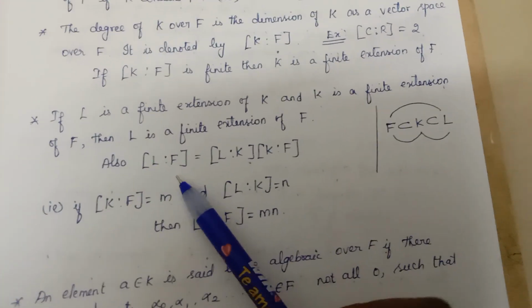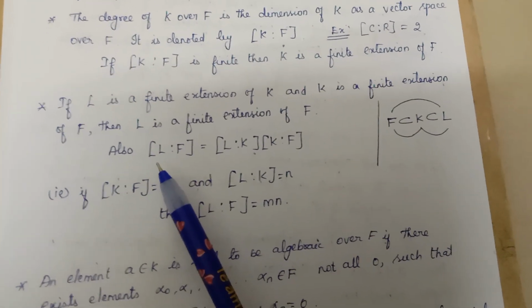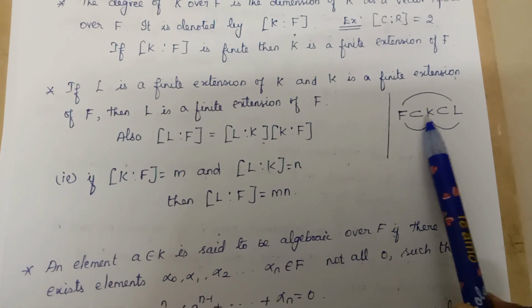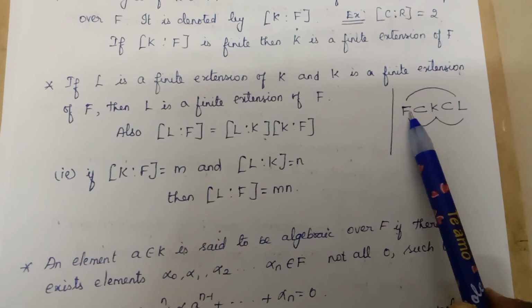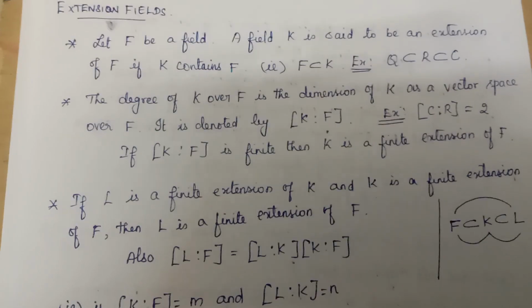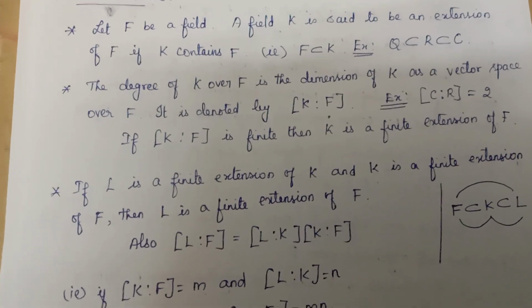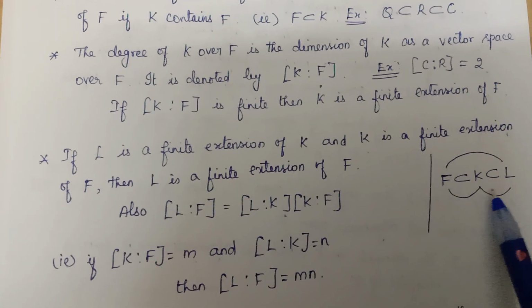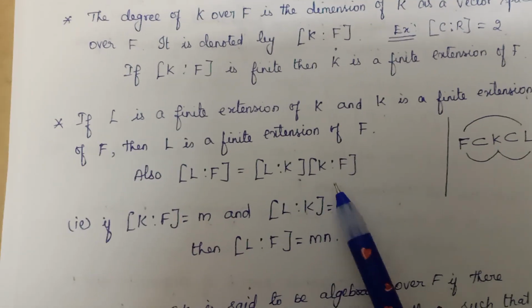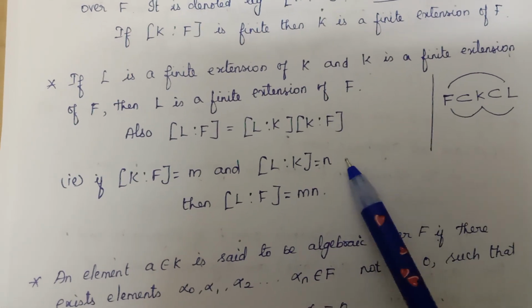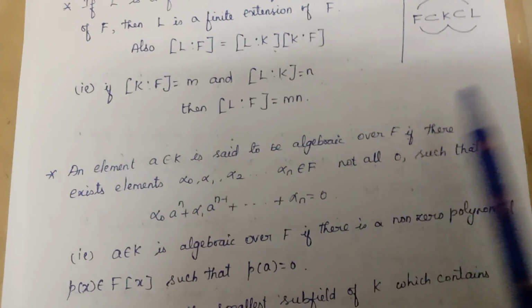Next, if we have 3 fields F, K, L, where K is an extension of F and L is an extension of K, then we can say L is an extension of F also. We have already seen here that R is an extension of Q and C is an extension of R, and we can say C is an extension of Q also. In such a case, how do you define the degree of L over F? The degree of L over F is given by the degree of L over K times the degree of K over F. That is, if the degree of K over F is m and the degree of L over K is n, then the degree of L over F is m times n.